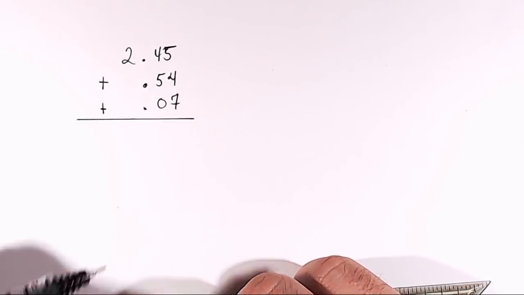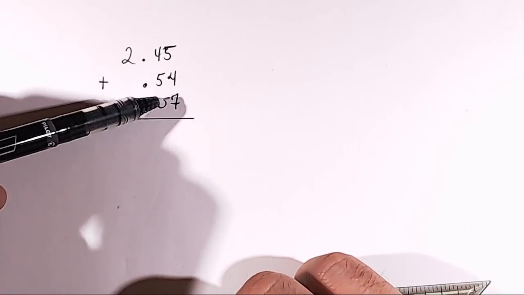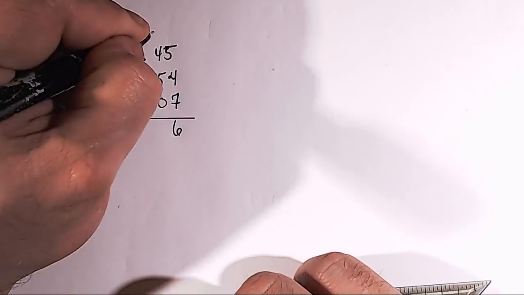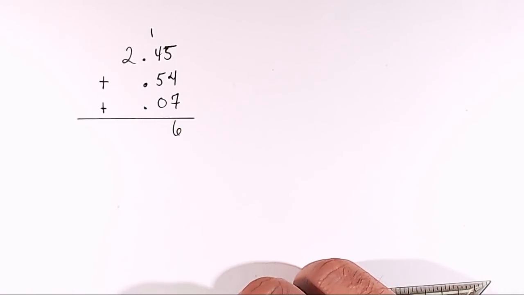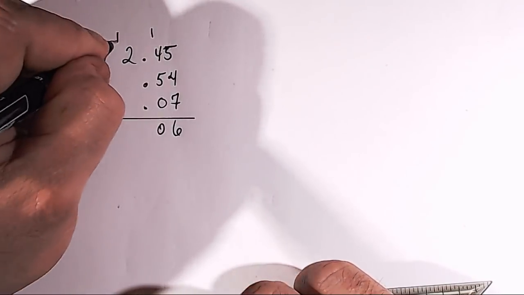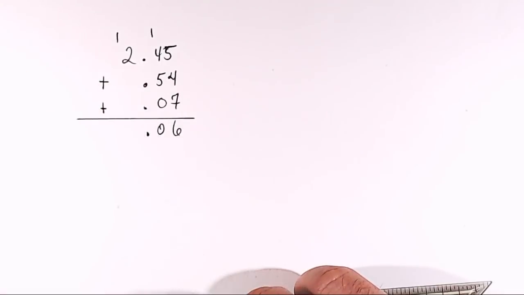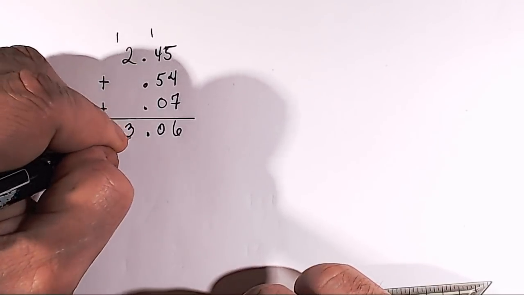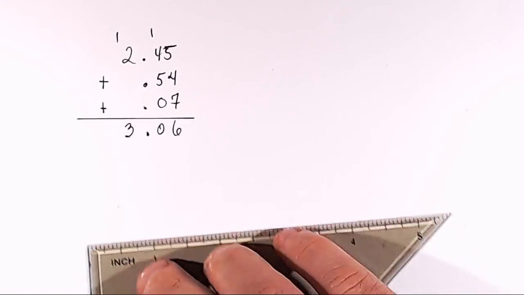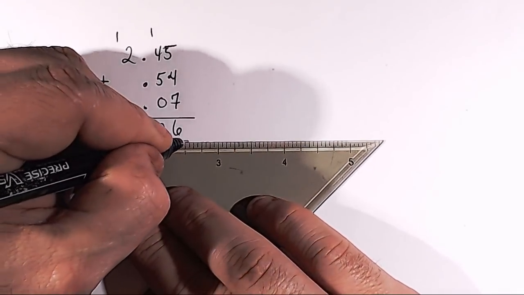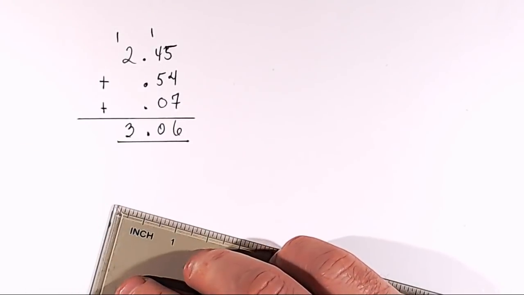5 plus 4 is 9. 9 plus 7 is 16. Write a 6, carry the 1. 4 plus 5 is 9, plus 1 is 10. Write a 0, carry the 1. Put the decimal. 2 plus 1 is 3. 3.06 is the answer. And that's it for that one.